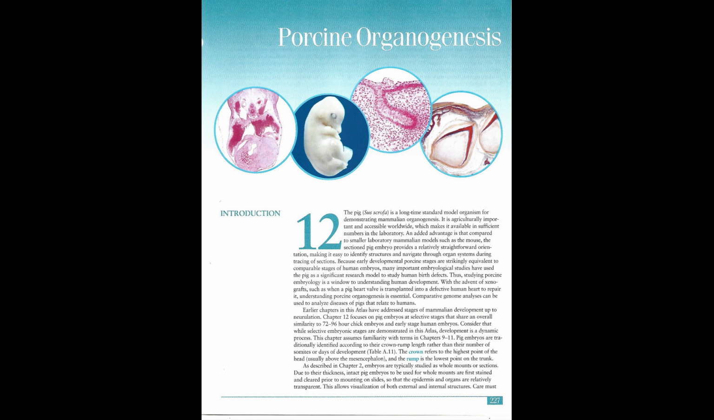The pig, Sus scrofa, is a long-time standard model organism for demonstrating mammalian organogenesis. It is agriculturally important and accessible worldwide, which makes it available in sufficient numbers in the laboratory. An added advantage is that compared to smaller laboratory mammalian models such as the mouse, the sectioned pig embryo provides a relatively straightforward orientation, making it easy to identify structures and navigate through organ systems during tracing of actions.